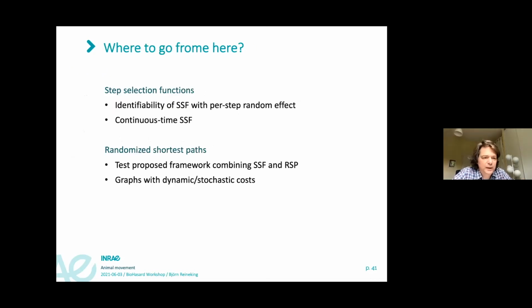So where to go from here? Very specific, very personal things that I'd be interested in is how to look at identifiability of step selection functions, per step random effects, and developing continuous time versions of step selection functions. And when it comes to randomized shortest path, test an existing proposed framework for combining step selection function and randomized shortest path. And also, learning about graphs with dynamic and stochastic costs. Thank you very much, and I'm looking forward to discussions.